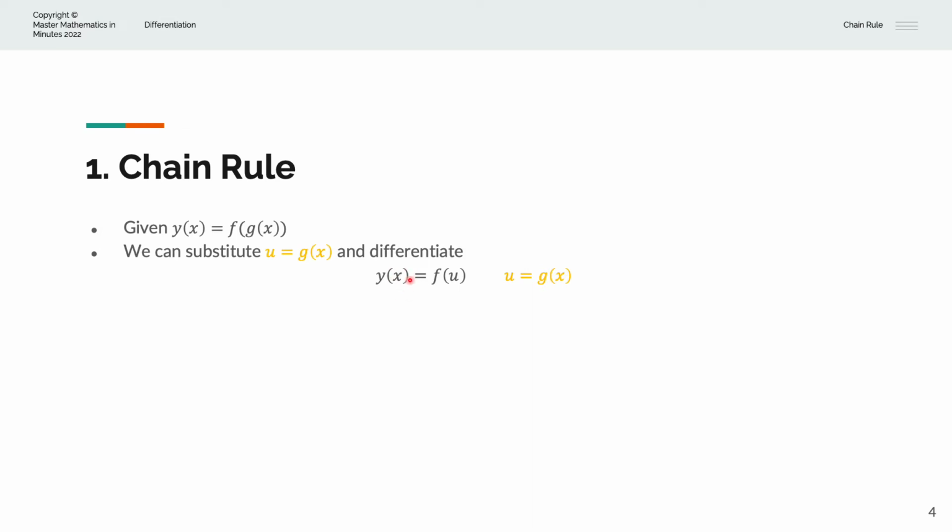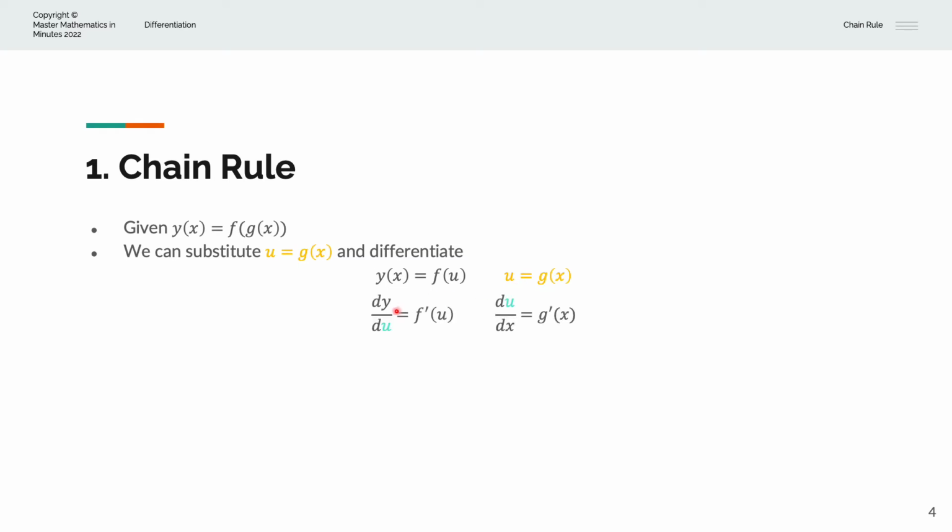So we have y(x), and that is equal to f, and we'll replace g(x) by u, and so that becomes f of u. And we've copied that u equals g(x) here. We will then differentiate the functions y as well as the function u.